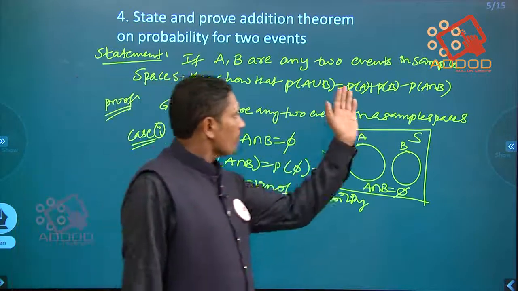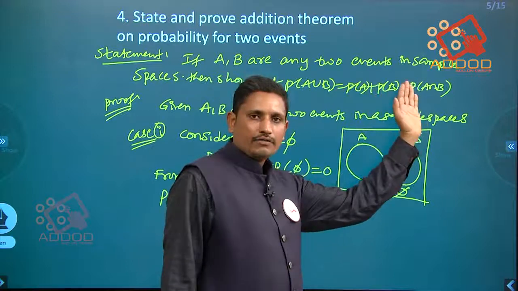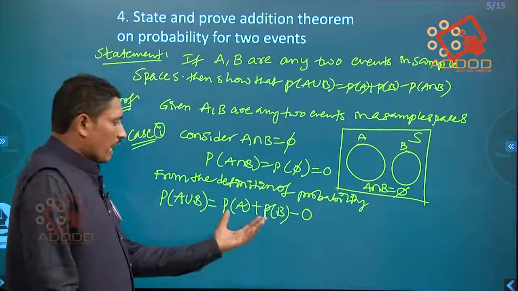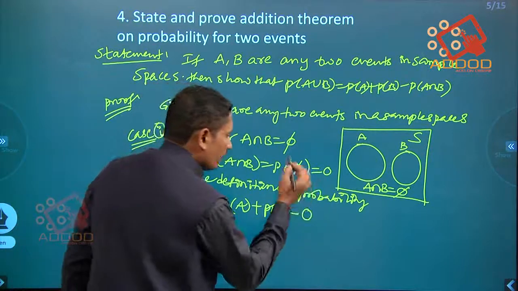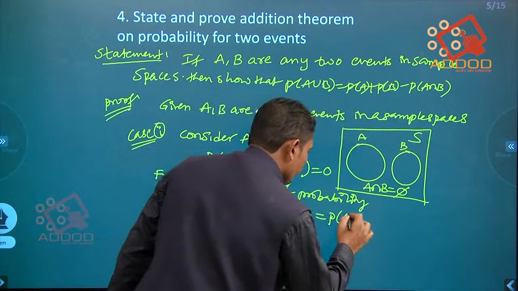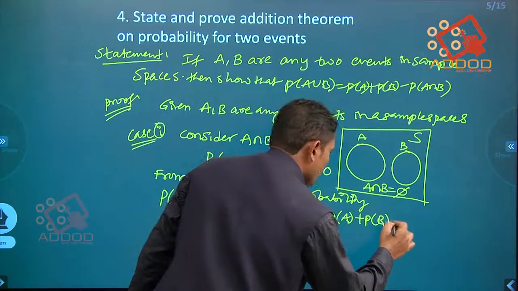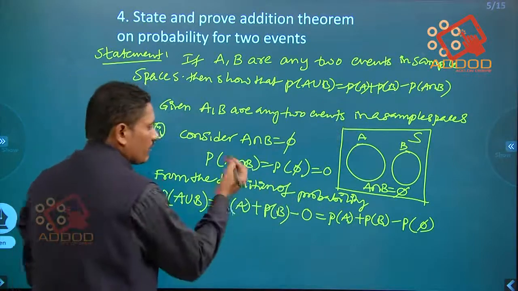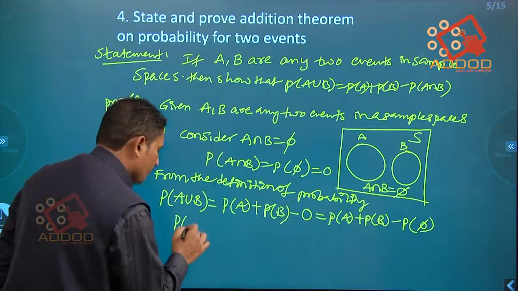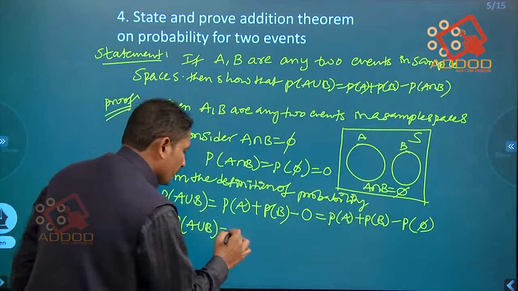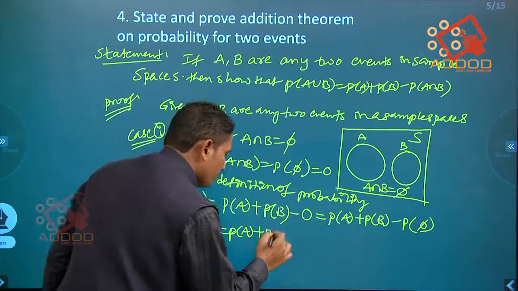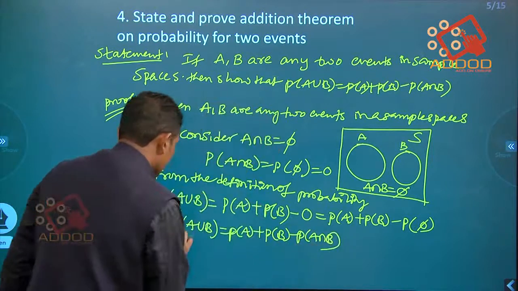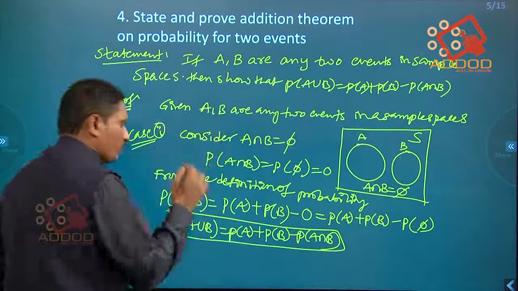But we have to prove P of A plus P of B minus P of A intersection B. So I can subtract 0, and the value cannot be changed here. So P of A plus P of B minus the probability of the null set, whose value is 0. The null set can be written in the form A intersection B. In this case, P of A plus P of B minus P of A intersection B. That is how case 1 is proved.